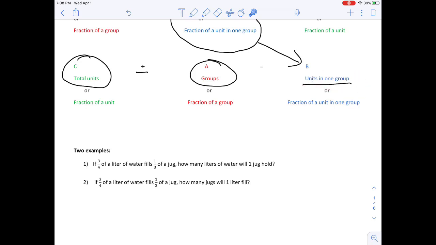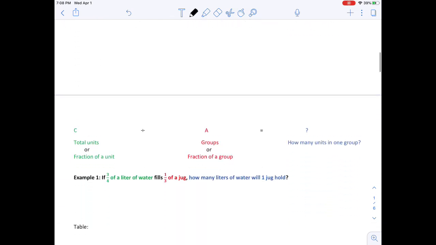The second problem starts off the same. If 3/4 of a liter of water fills 1/3 of a jug, how many jugs will 1 liter fill? So now we're looking at 1 jug, 1 liter. That's how these problems are going to differ. So let's go to the first one.